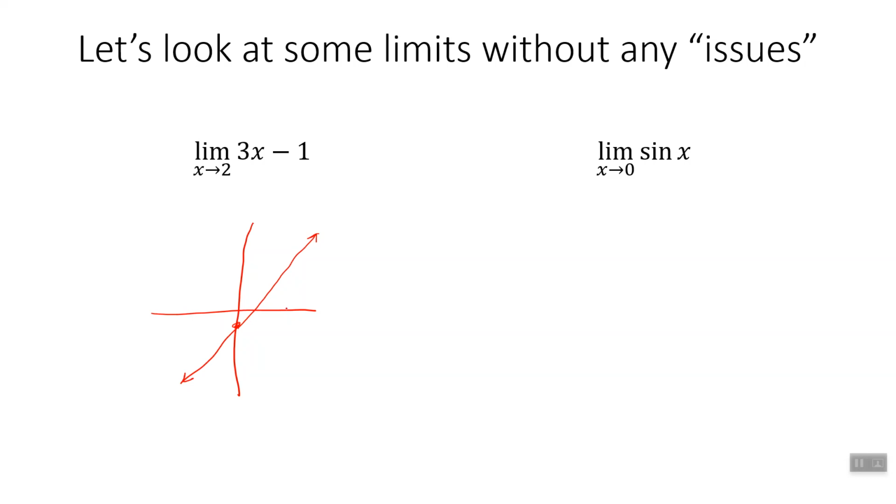If we plug in 2, so maybe 2 is here, we're just up at some value here. There's no hole, there's no problem. So if we just plug in 2 here, this is just going to be 3 times 2 minus 1. So 6 minus 1 gives us that the limit is going to be 5.